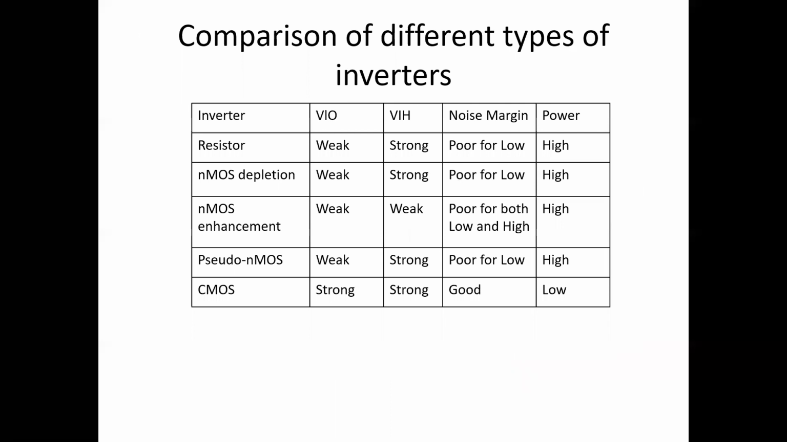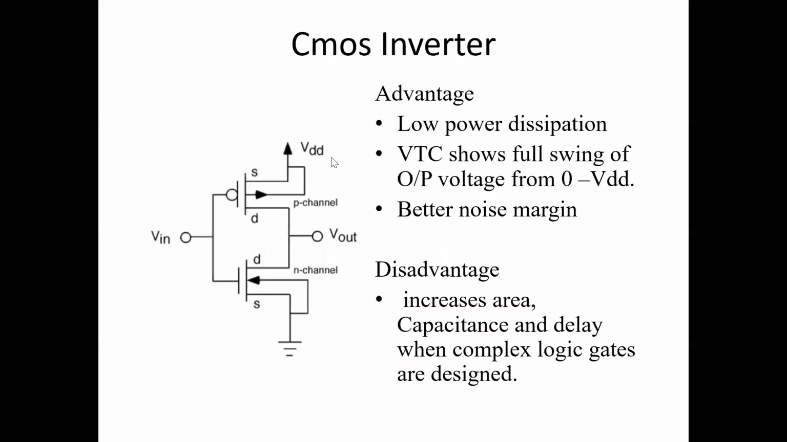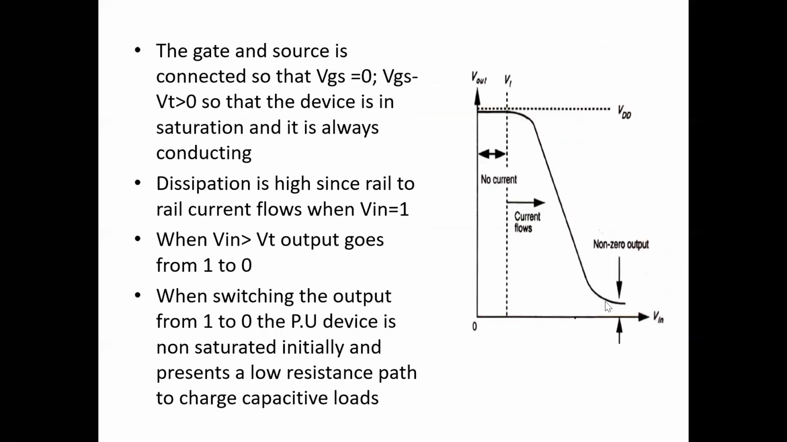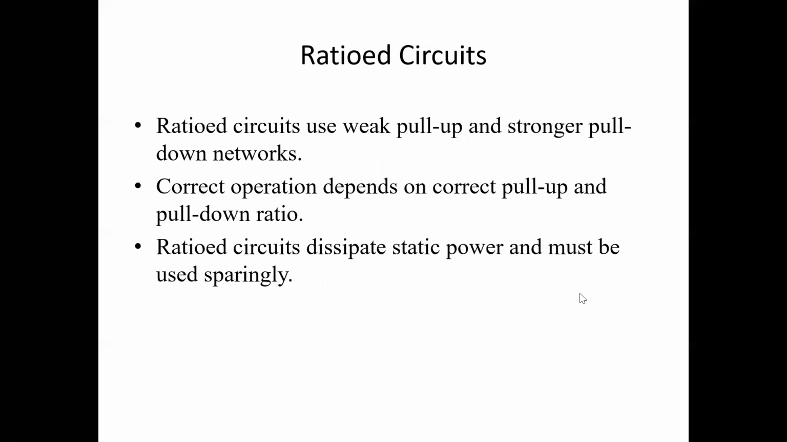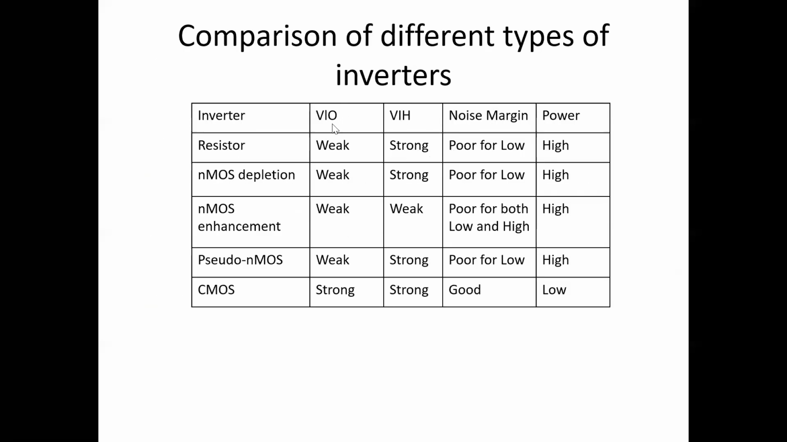If you look at this comparison table, it has a poor noise margin. In all these cases the power dissipation is high. Only the CMOS inverter has a lower power dissipation. And as we were discussing, in most cases on the lower end, it doesn't have a good output voltage. See the VOL value here, it has a poor noise margin for the lower side, and the enhancement is poor for both low and high.